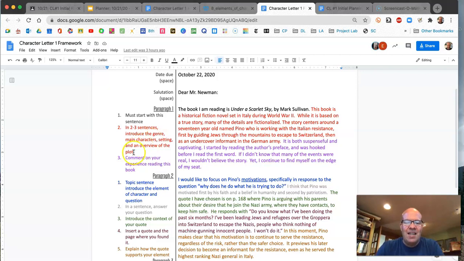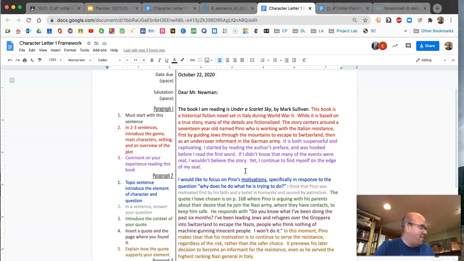The next thing I need to do is comment on my experience reading the book. So I say it's both suspenseful and captivating. I started by reading the author's preface and was hooked before I read the first word. If I didn't know that many of the events were real, I wouldn't believe the story. Yet I continue to find myself on the edge of my seat.